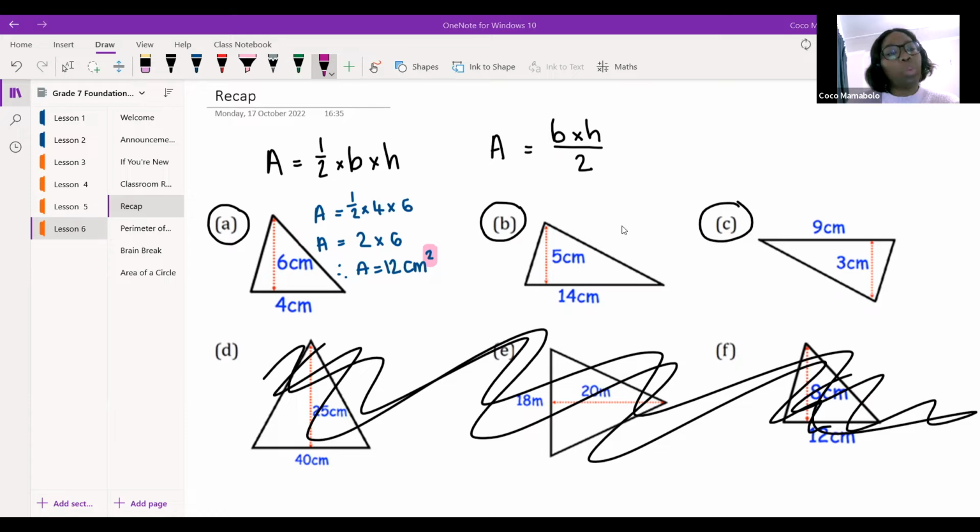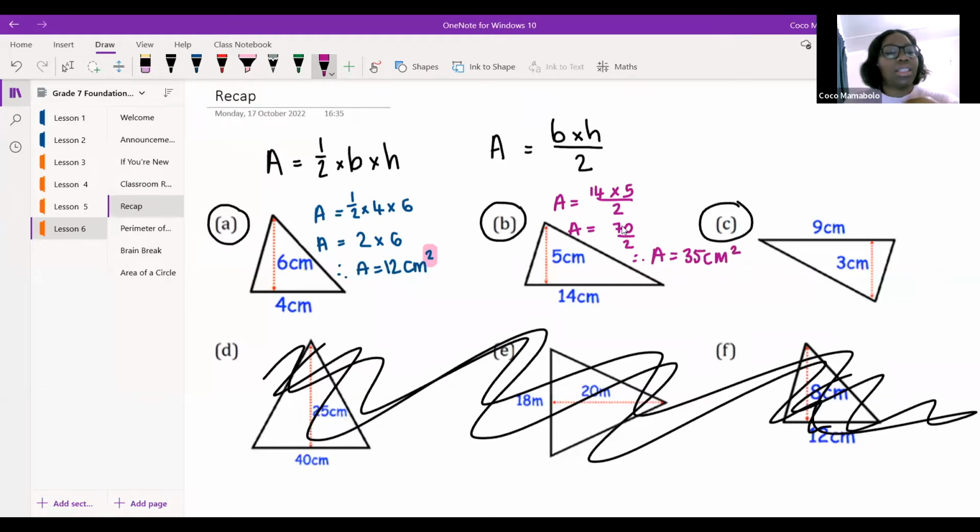Exactly, Lwandile. No matter which method you do, you're going to get the same answer, my sweetie. It's going to be exactly the same. Bokang has already given us an answer for B. I want to see if anybody else also got the answer here. I'm going to use the other method this time. I'm going to use 7, 14 times 5. Area is equal to 70 divided by 2. Therefore, area is equal to 35 centimeters squared.